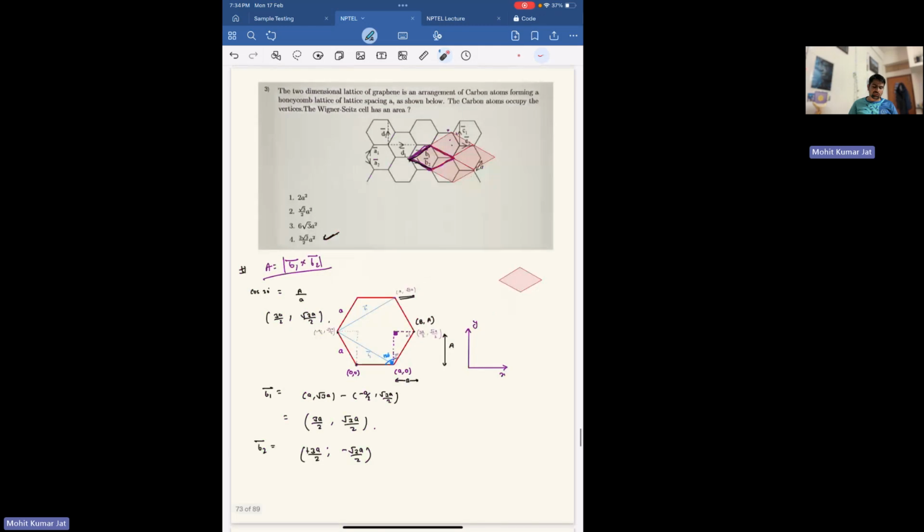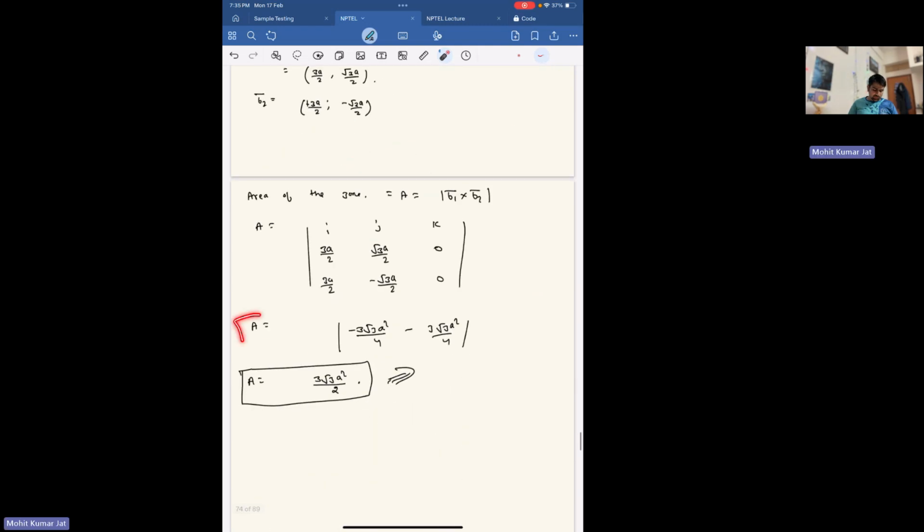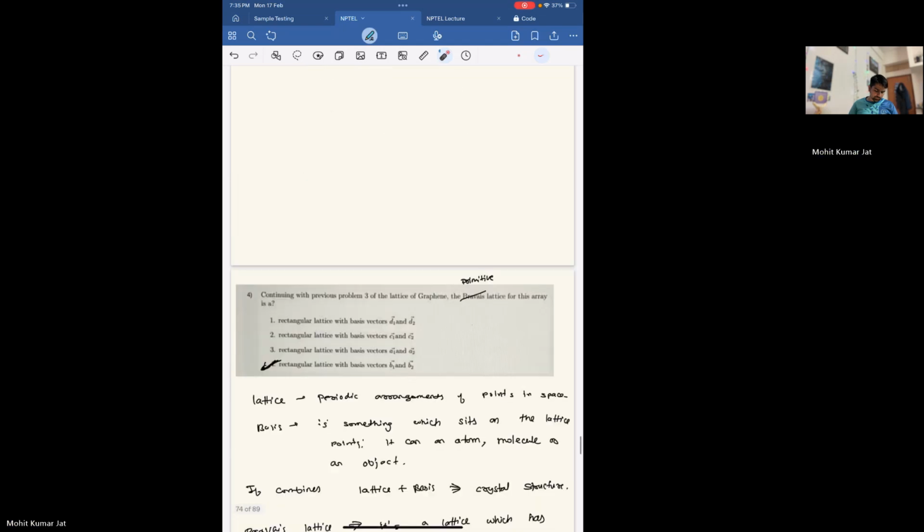In question number 3, the graphene lattice structure was given, the honeycomb lattice. The question asks what is the Wigner-Seitz unit cell area. So this will be the a1 cross a2 area, that's what we had to calculate. A is the nearest carbon distance. We calculated it, and the area turns out to be 3 root 3 a square by 2.